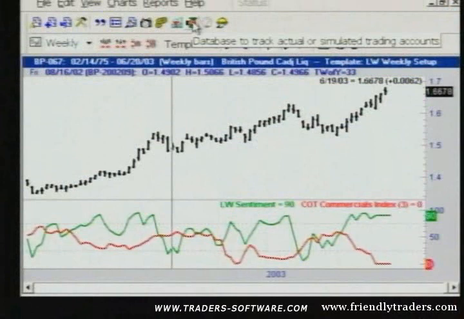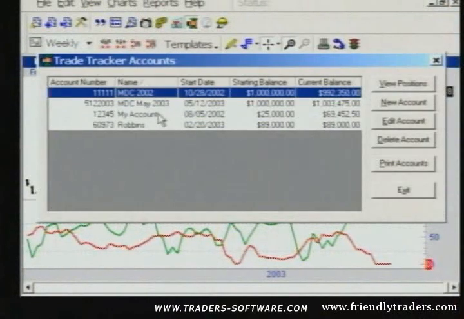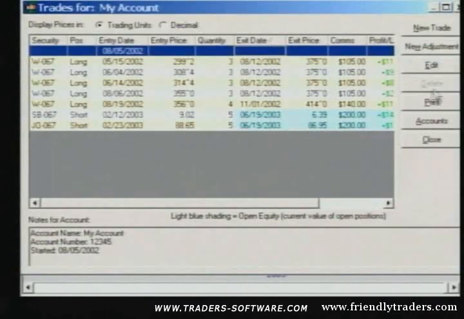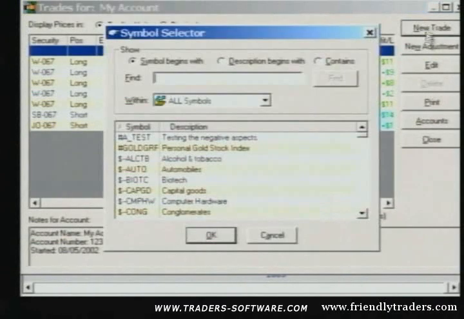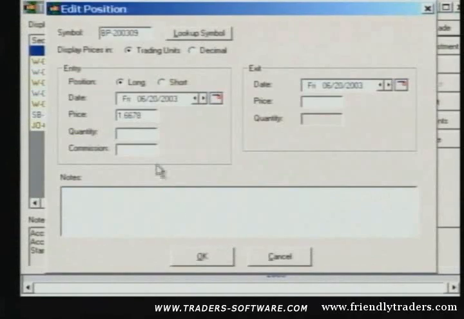This is what we call our trade tracker. It actually tracks real or simulated trading accounts. Right here we say, I want to pick my account. I want to set it up. I want to make a new trade. Click on new trade. And we're going to say we want to do British pound. Okay. Now this gave us our last price of the British pound.